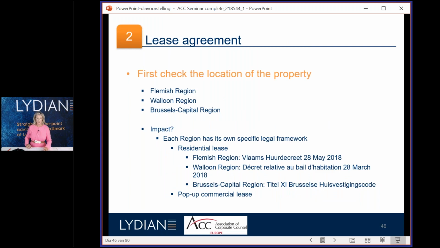Then to our next agreement, which is the lease agreement. I will be quite short on this issue. I'm repeating myself because for lease agreement, in fact, the first thing to do is identical as when you're being requested to draft a property purchase agreement. First, check the location of the property. Also for leases, the legislation might be different depending on the region where the property is located.